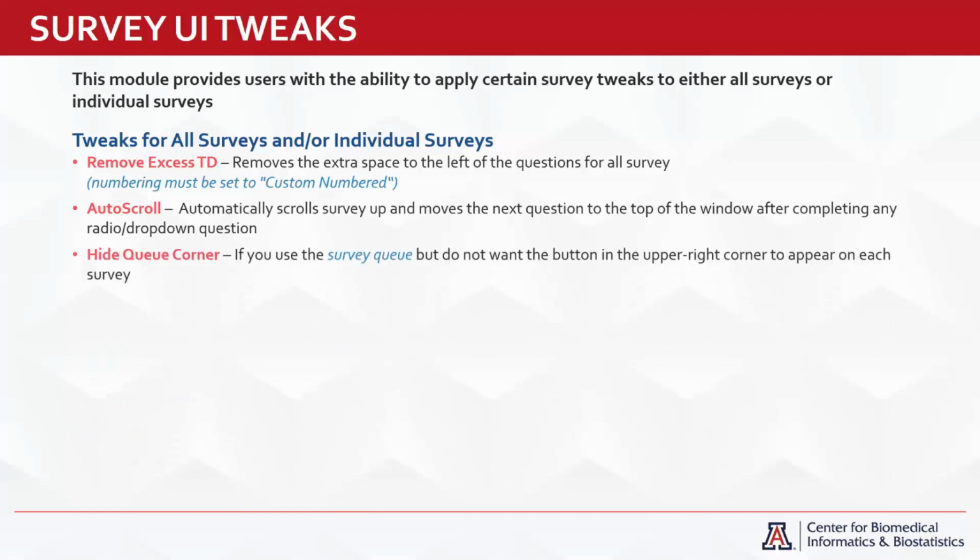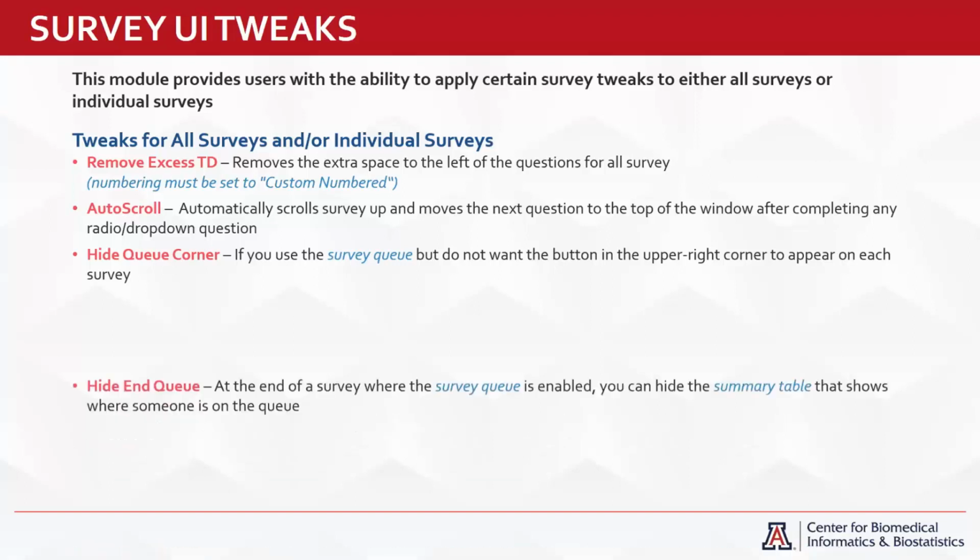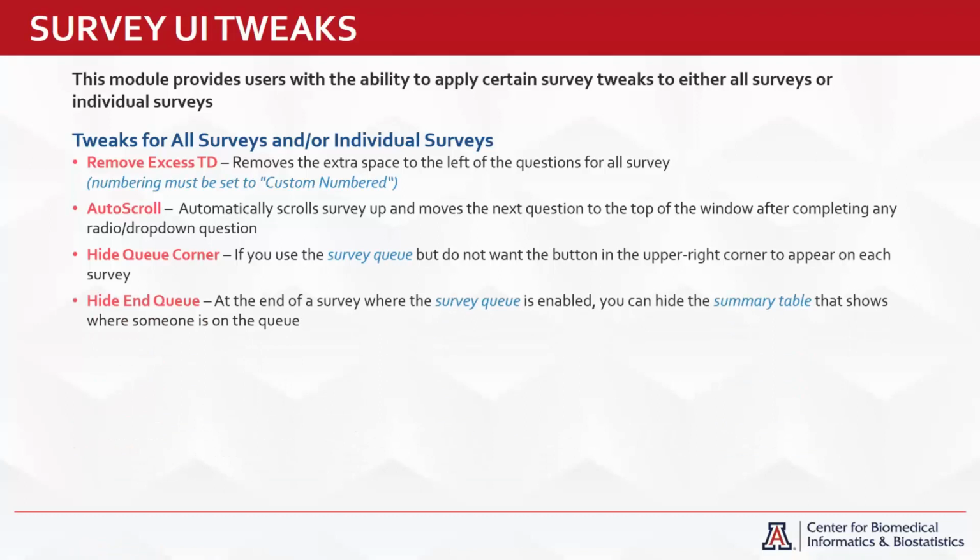I don't know how many of you were familiar with the survey queue option with surveys, but there's a little survey queue icon in the upper right corner, and there's a tweak that allows you to hide that. There's also a tweak that allows you to hide the queue at the end of the survey. Whenever you have the survey queue enabled, after the users have completed the surveys, if they have to do multiple surveys, it'll show a list of the surveys as a table at the end of the survey after everything's been submitted. So you can have the survey queue enabled and hide the summary table at the end if you want.